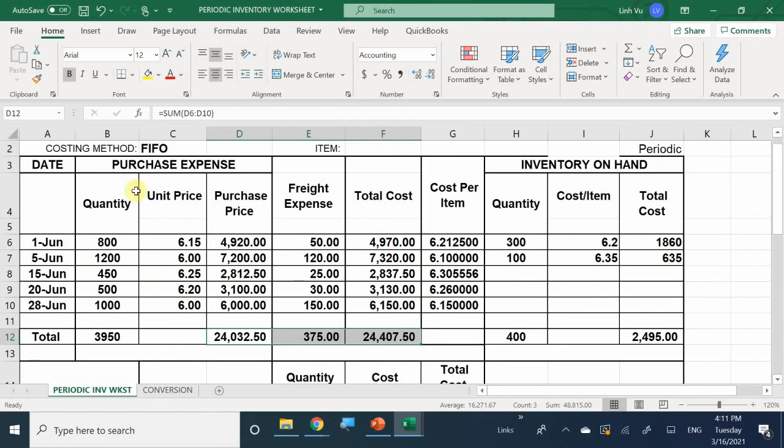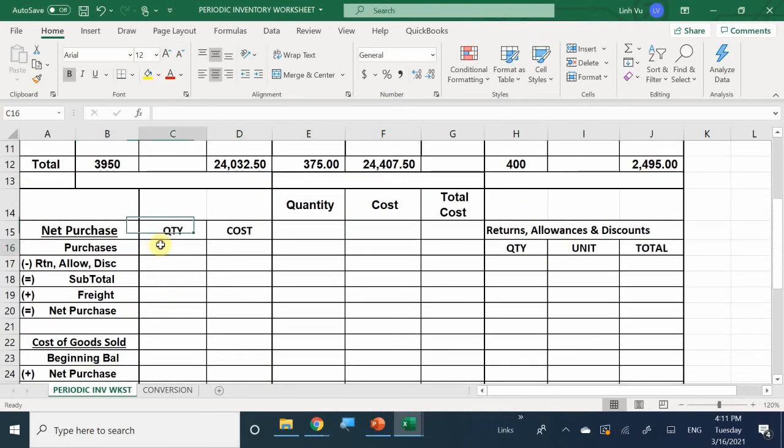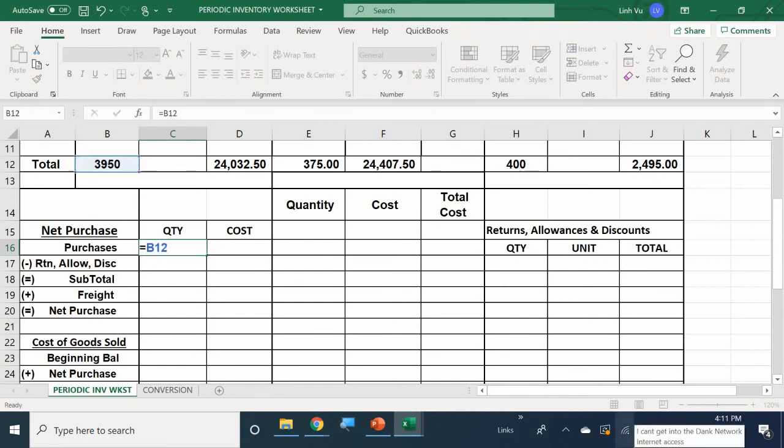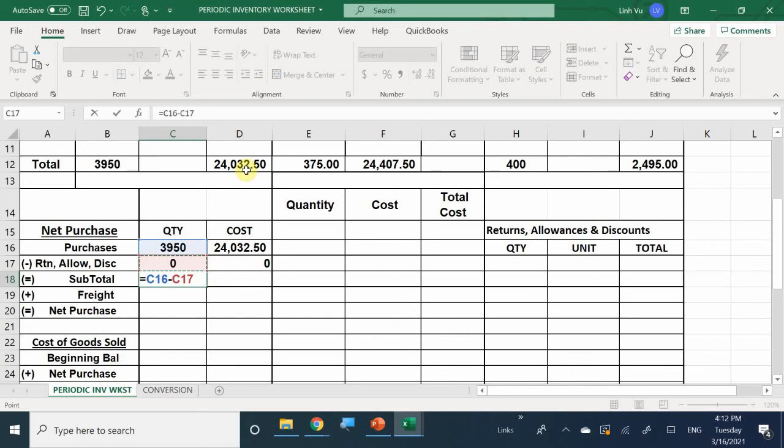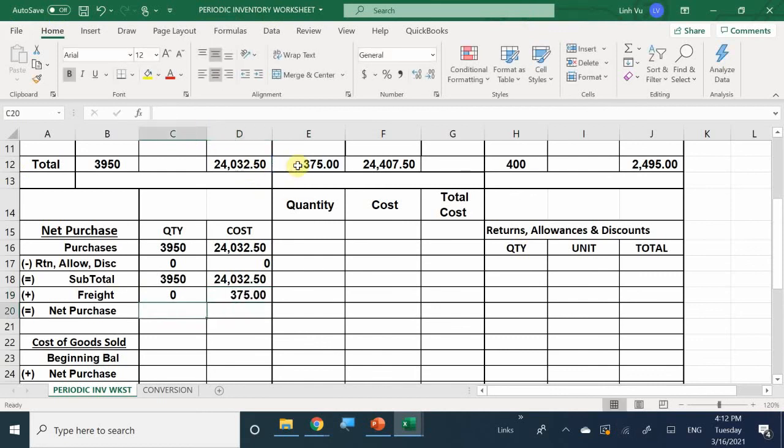Now let's solve for our net purchases. What was the total quantity that I purchased once again? 3,950. And what was the purchase price for that? $24,032.50. Good. No returns and allowances, so it should be the same number since it's zero. What about my freight? Freight changes nothing to quantity, but it changes my cost by how much? $375. So if I add my columns up, I should have 3,950 and now a total of $24,407.50.